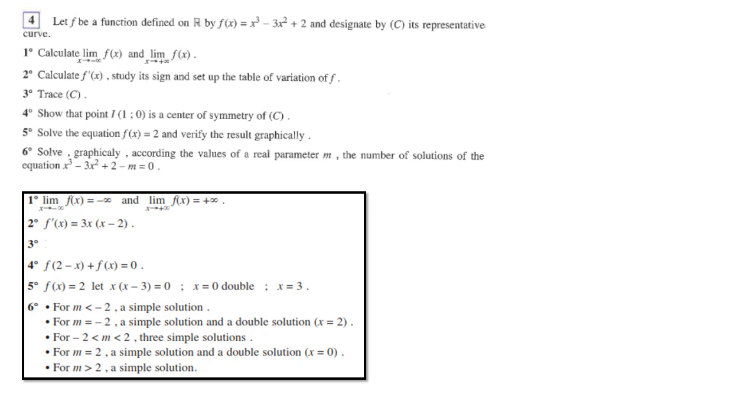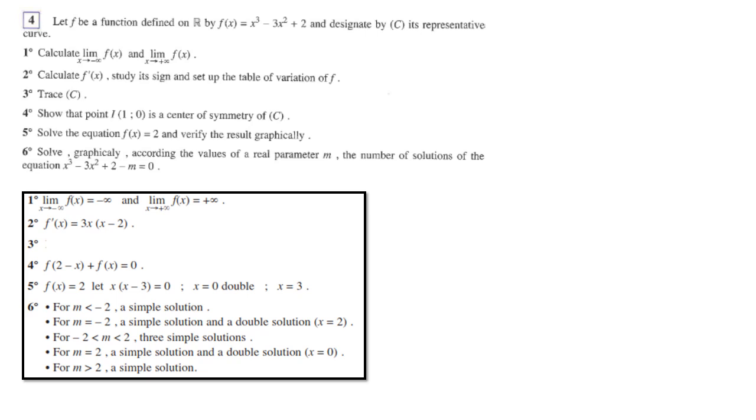Now we need to draw. I'm going to do my best to make it clear. Okay, this is the y-axis and this is the x-axis. Now we plot (0, 2), and we have (2, -2).